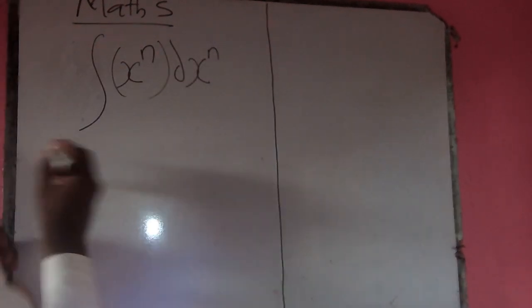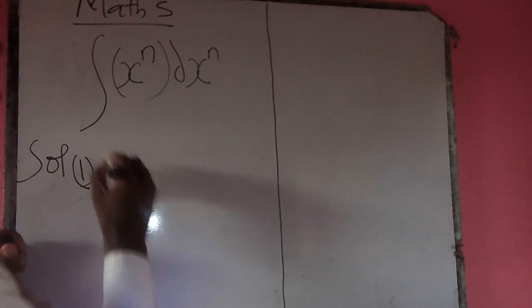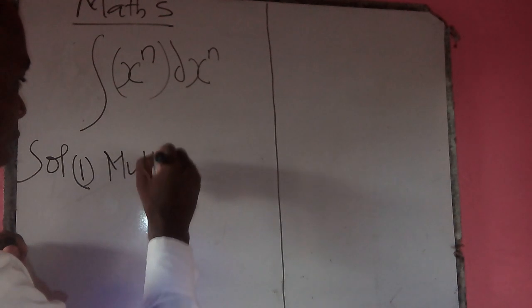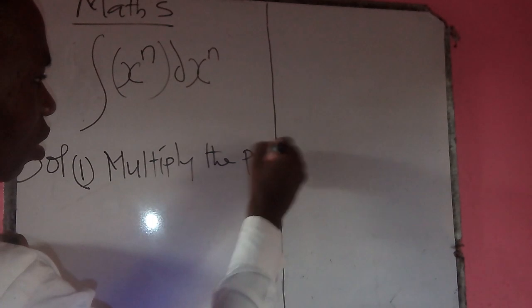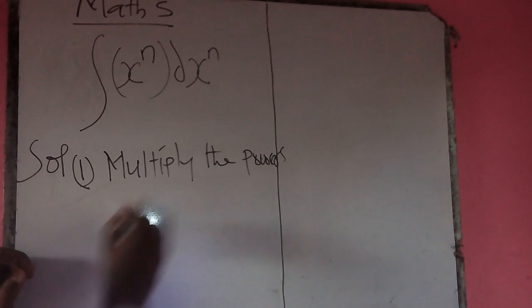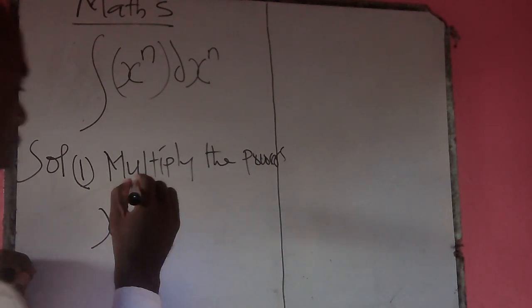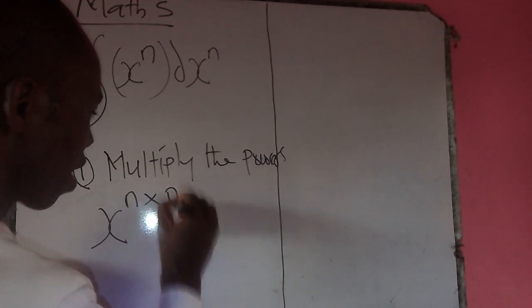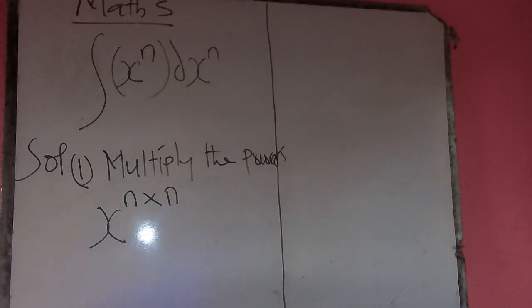Okay, what are you going to do here if you are to integrate, just to combine as integration? Okay, let's see what we can do. Step 1, now multiply the powers. If you multiply the powers, you have x raised to power n multiplied by n. You take one of these and multiply their powers.